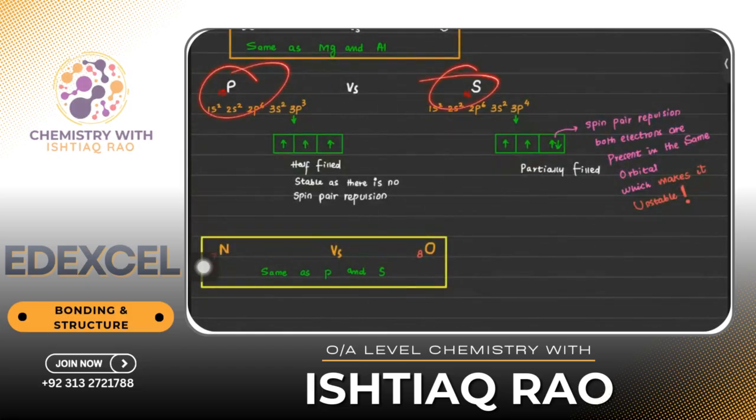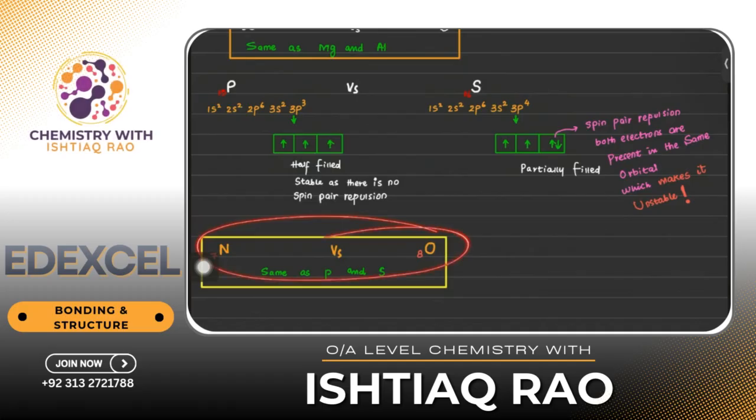Phosphorus and sulfur. Phosphorus is 15, sulfur is 16. What's the configuration? It's 3p3 and 3p4. 3p3 means it's half filled, so it's more stable, while 3p4 is partially filled. There is a spin pair repulsion in this orbital, which makes it unstable. That's why less energy would be needed. Again, sulfur is not following the trend.